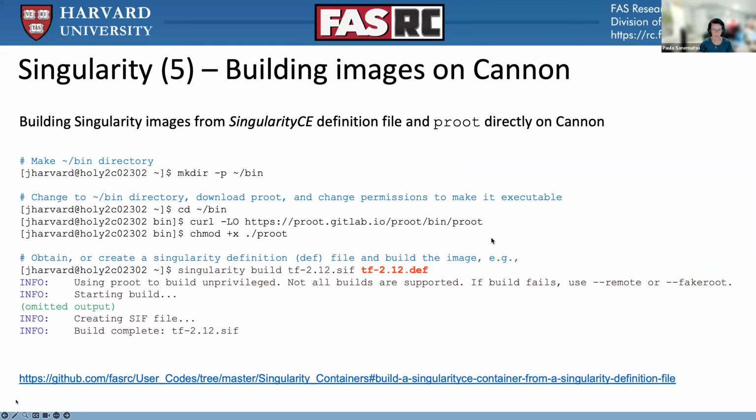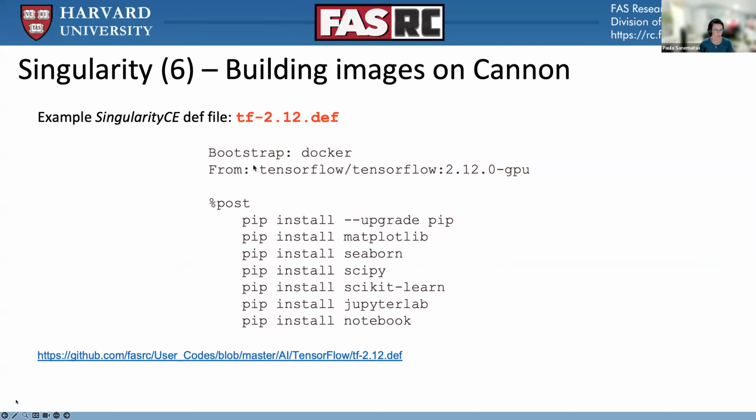All right. This is the definition file that we're using that you can try to build a Singularity image. This will be the base image. You use TensorFlow 2.12.0, the GPU kind, and then you're also installing these packages using pip inside the container. So these packages will be available inside the container.